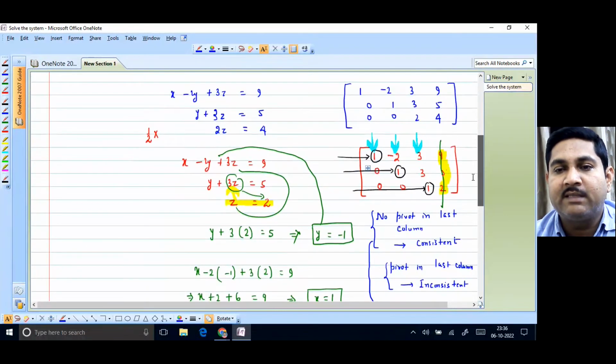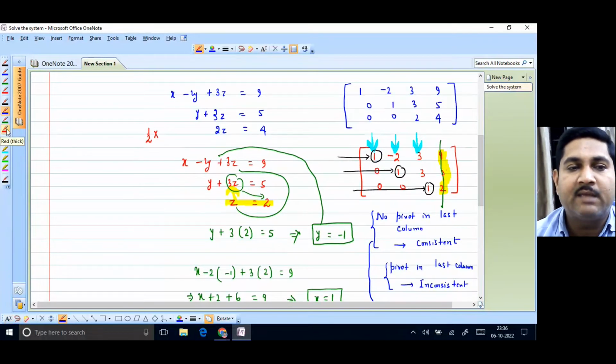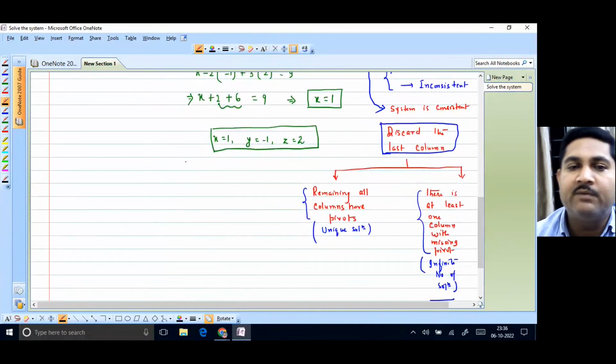So here we can see that after discarding the last column, there are three columns left. If you check the first column, you have a pivot. If you check the second column, you have a pivot. And if you check the third column, you have a pivot. So all columns have pivots. So this is the case of a unique solution, and you are going to get a unique solution in this case.